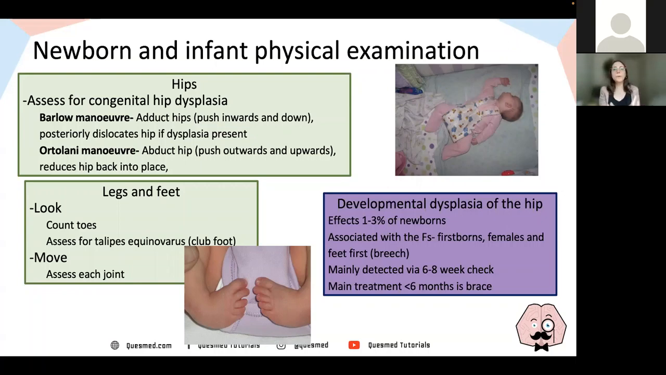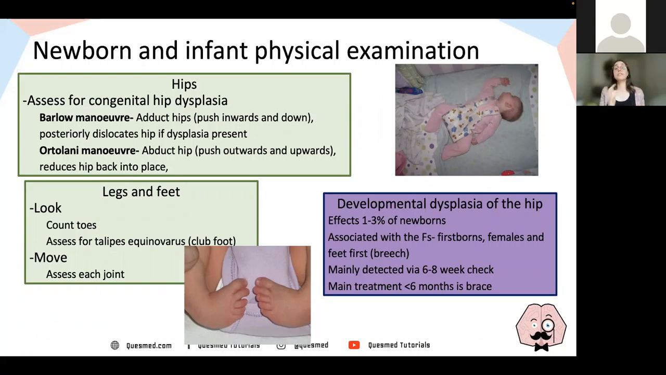And then you open up the legs outwards. That's the Ortolani maneuver, where by abducting the hips, you're trying to relocate the hip. And again, you might be able to feel that with your hands, and there might be a click as you do that. Again, just a test worth knowing.